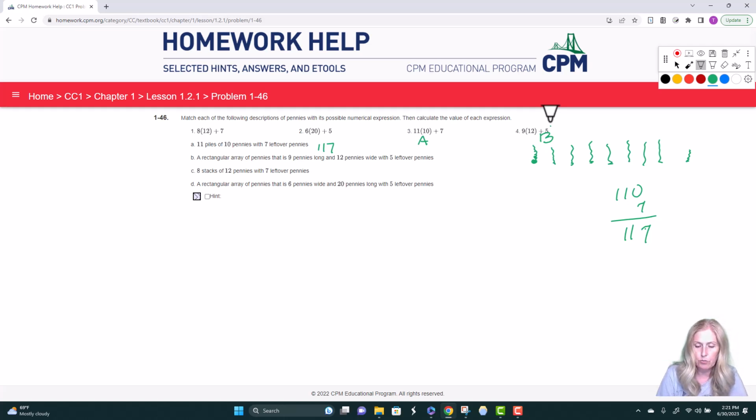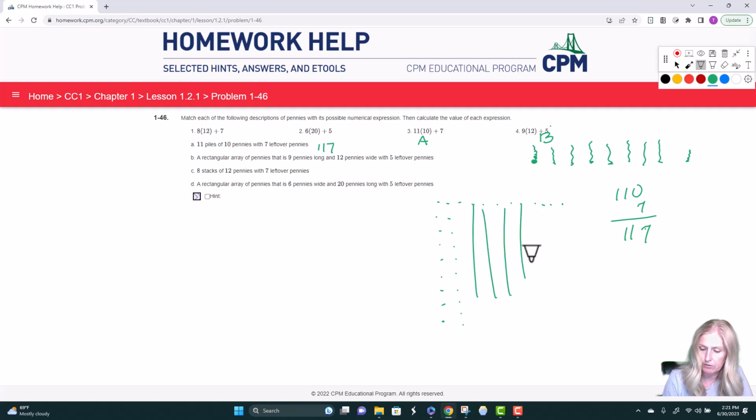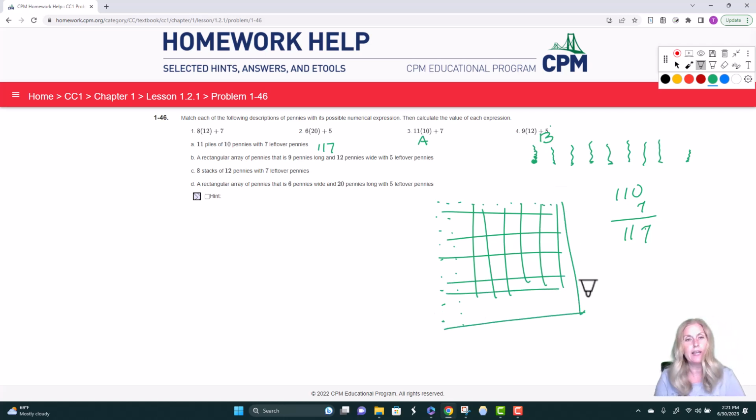Okay, so an array, especially a rectangular array, is going to look like a rectangle, and it has 9 pennies long. So we could say 1, 2, 3, 4, 5, 6, 7, 8, 9, and 12 pennies wide, and that's talking about the width. So 1, 2, 3, 4, 5, 6, 7, 8, 9, 10, 11, 12. And if we went ahead and did this all the way down every time, it would look something like this if I were really going to do it perfectly. But you can see that that does make a rectangular array.